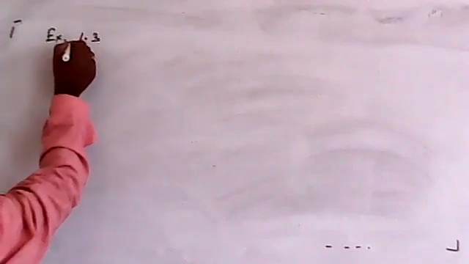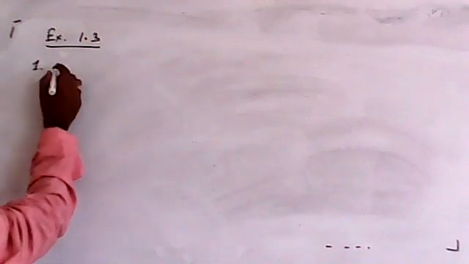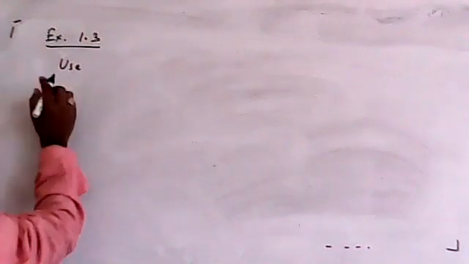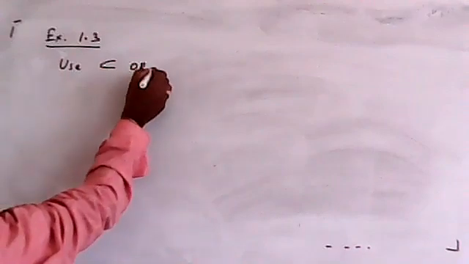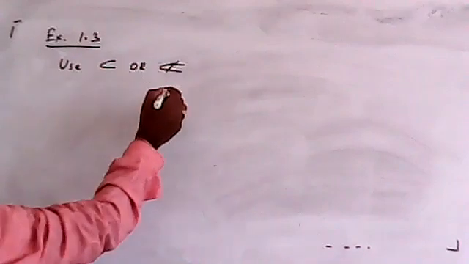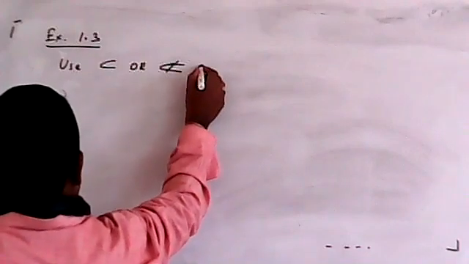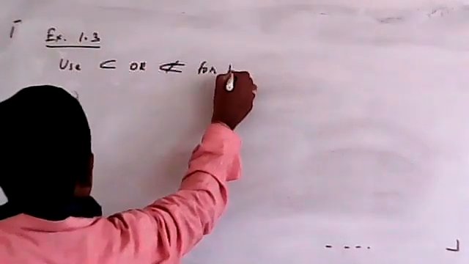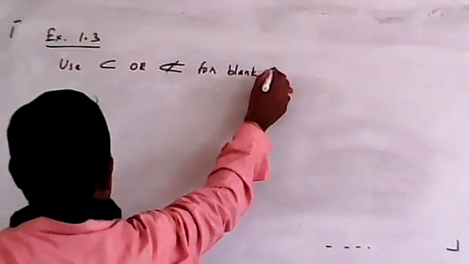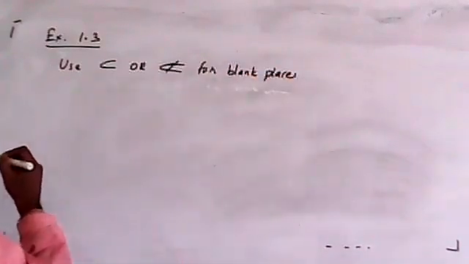Now, exercise 1.3. They're asking us to make correct statements by filling in the blank spaces with the symbol for subset or not subset. Okay, let us use an example.